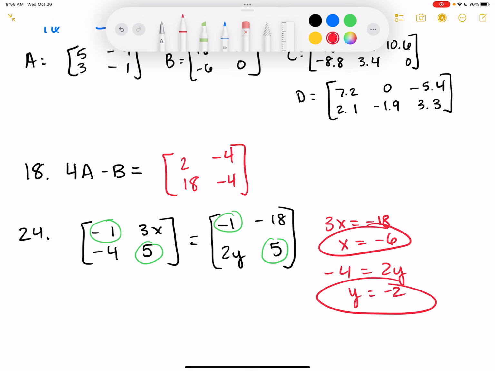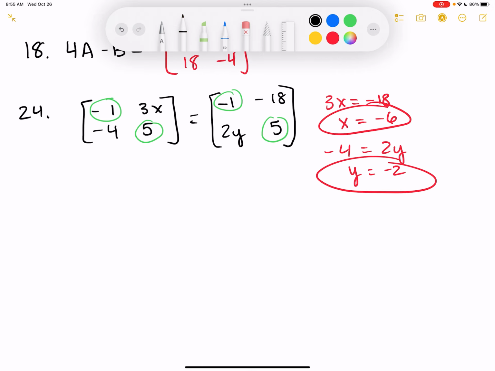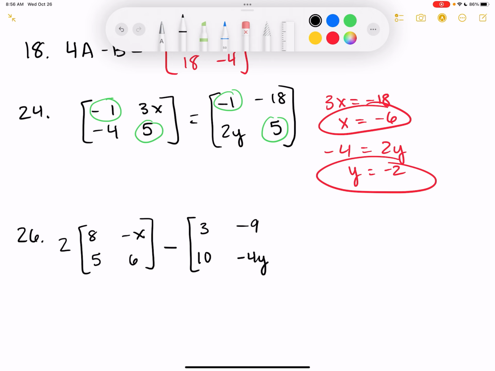Now let's do one that's a little bit harder, where we actually have to do something first. So 26, we have 2 times the 2 by 2 matrix, 8, -x, 5, 6, minus the 2 by 2 matrix, 3, -9, 10, -4y, is equal to the 2 by 2 matrix, 13, 4, 0, and 16.